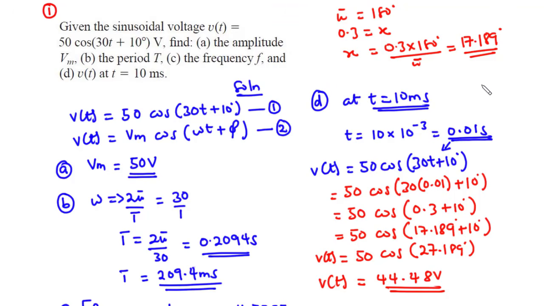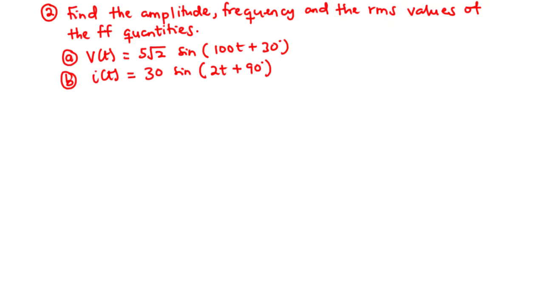Now let's take the second example. So for example 2, find the amplitude, frequency, and the RMS values of the following quantities. We have A, V of t equals 5 root 2 sine into brackets 100t plus 30 degrees. And then we have B, that is I of t equals 30 sine into brackets 2t plus 90 degrees. So how do we find the amplitude, frequency, and the RMS values of these quantities?